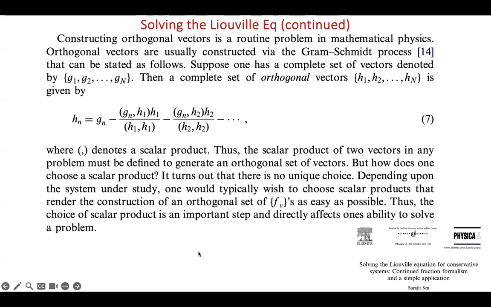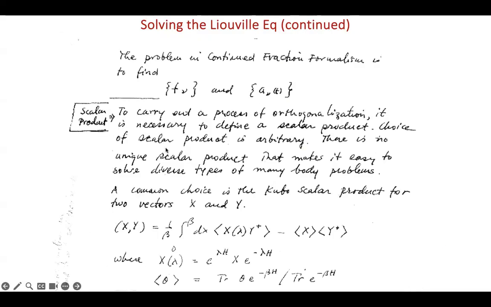Thus, the choice of a scalar product is an important step and directly affects one's ability to solve a problem. Because if it is too difficult to get the Fs, sooner or later you won't be able to calculate them anymore. It's just too much, right? And the fact is that we usually cannot calculate too many Fs. We can only calculate some. So for now, at least, we are going to prepare to think in terms of the Kubo scalar product. I just want to add a few more comments because it's important.